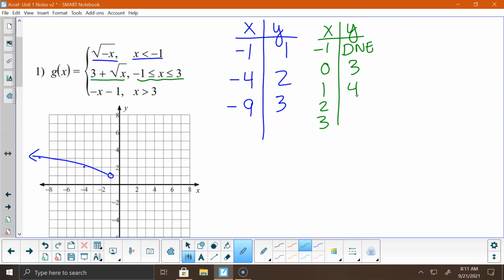$4.414. That's after. Square root of 2 is 4. Cap down. And then 3 plus square root of 3 is 4.73.